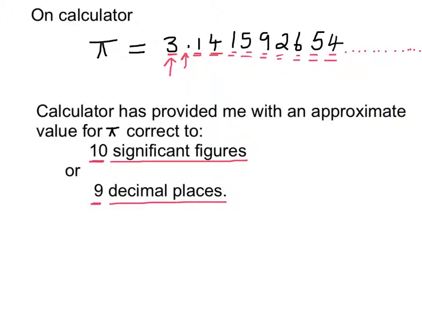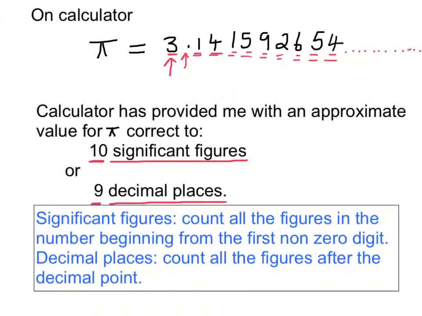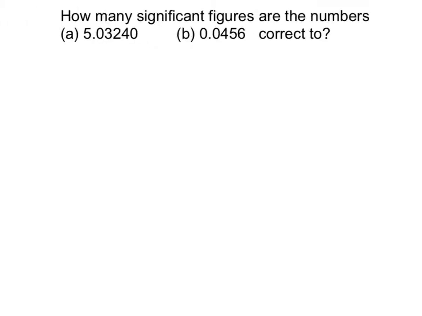So 9 decimal places. To recap, to find the number of significant figures in a number, you count all the figures in the number beginning from the first non-zero digit. So remember, count only from the first non-zero digit and count all the numbers after that. To find the number of decimal places in a number, you count all the figures after the decimal point. Let's look at this problem. How many significant figures are the numbers 5.03240 and 0.0456 correct to?